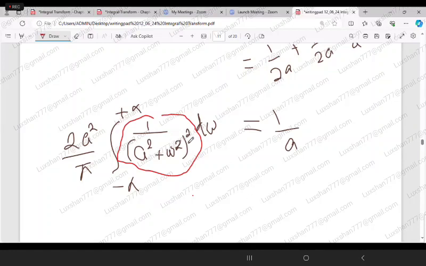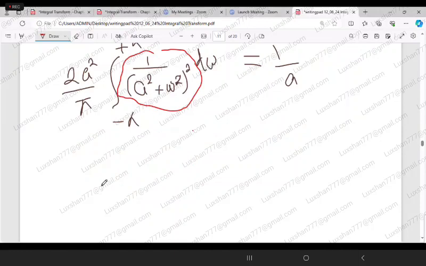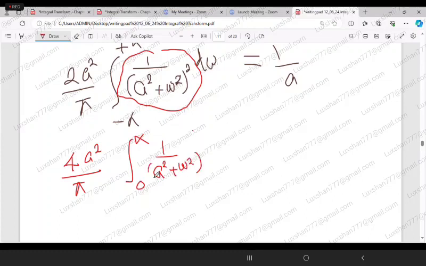Can anybody tell me what kind of function this is? Yes, it's an even function. Since it's an even function, you can split the integral, but you have to put 2 here. Then that becomes 4a squared over 5. Then this integration is from 0 to infinity, 1 over (a squared plus omega squared) whole squared.